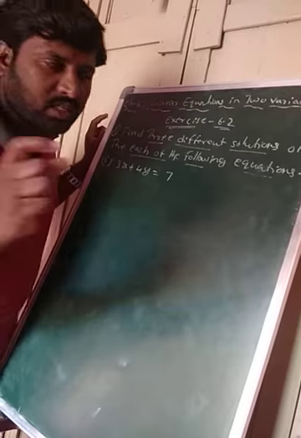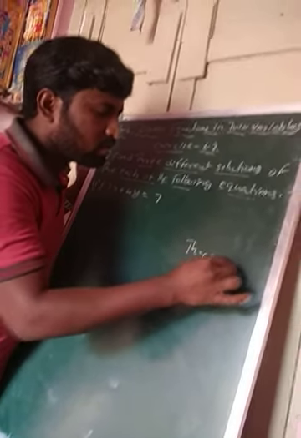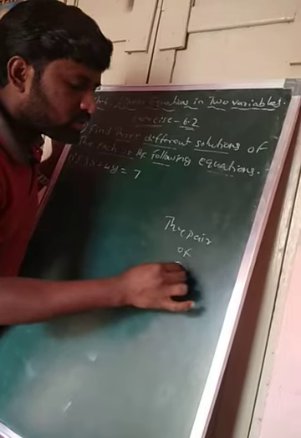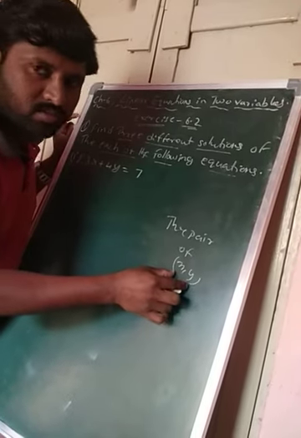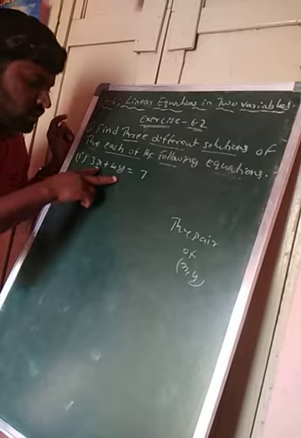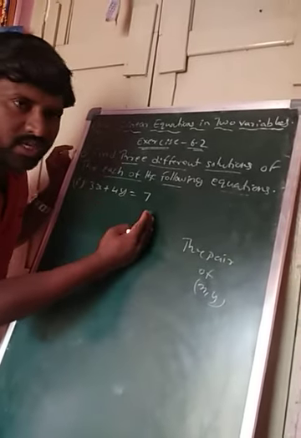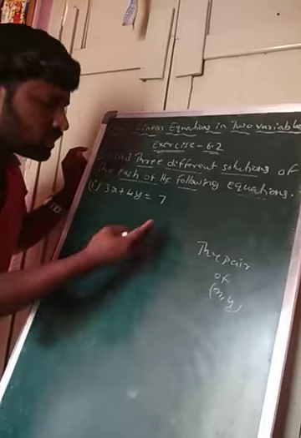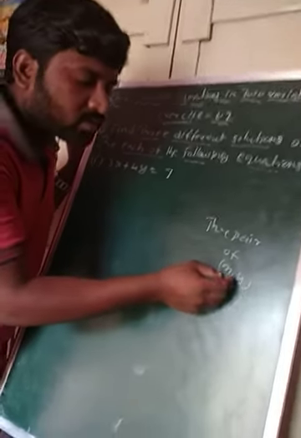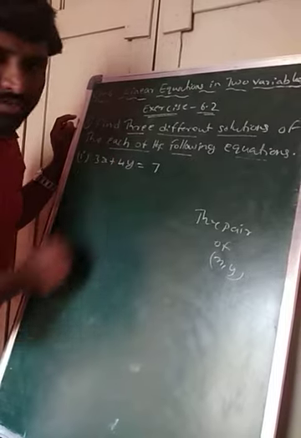Solution means what? The pair of values, the pair of x comma y, the two values. If we substitute in the place of x and y, and the left hand side part is equal to the right hand side part, then we call the pair of values x comma y a solution of the particular linear equation.